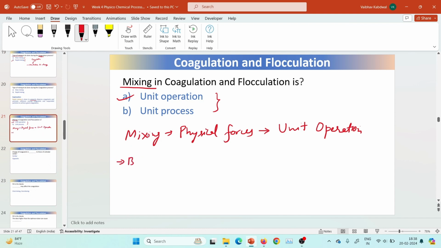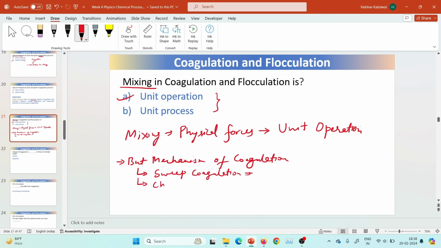But the mechanisms of coagulation, like sweep coagulation, adsorption and charge neutralization. These are unit processes.